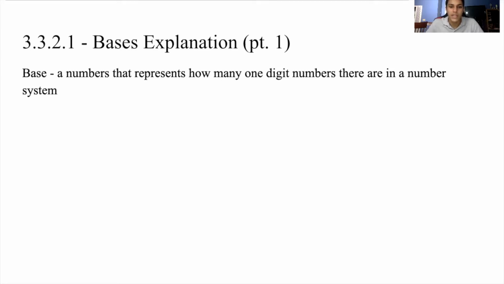So here's the first explanation of how bases work. And if this one isn't really making sense to you, you could probably skip ahead to the second explanation where I'm explaining it a different way. So a base is basically a number that represents how many one-digit numbers there are in a number system.